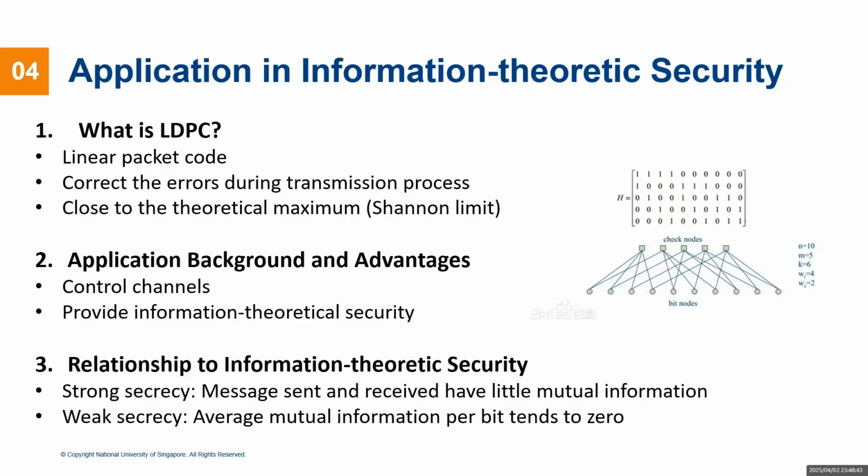When evaluating the role of channel coding for information security, we usually use the concepts of strong secrecy or weak secrecy. The former one means that the correlation between the information of the sender and the receiver is so low that it can be almost ignored. Weak confidentiality means that the average mutual information per bit tends to be close to zero.